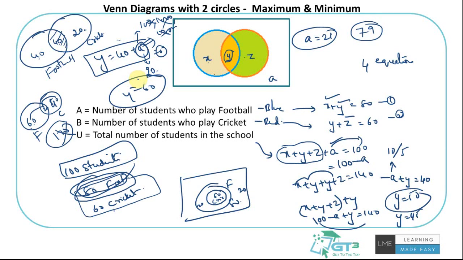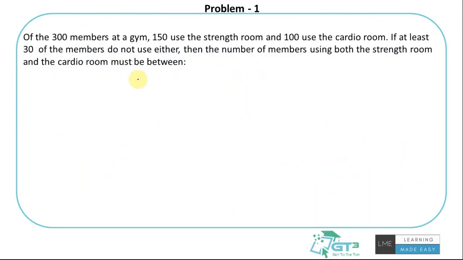So let's solve an example to understand this better. Of the 300 members at a gym, 150 use the strength room and 100 use the cardio room. So there are 300 people in the gym. 150 are using the strength room and 100 are using the cardio room. If at least 30 of the members do not use either. So what is this basically giving? At least 30 of the members. It's not saying 30 members are not using, it's at least.